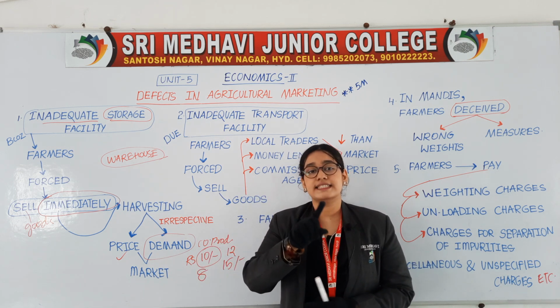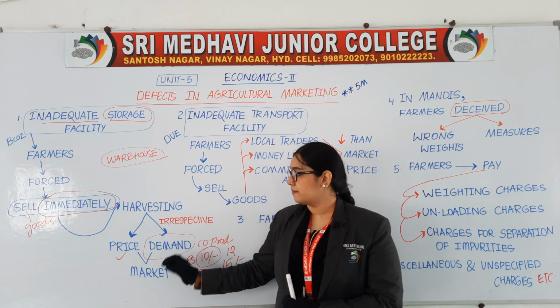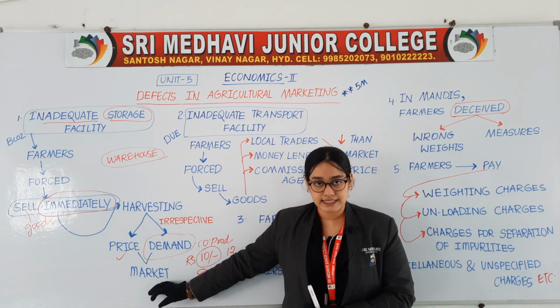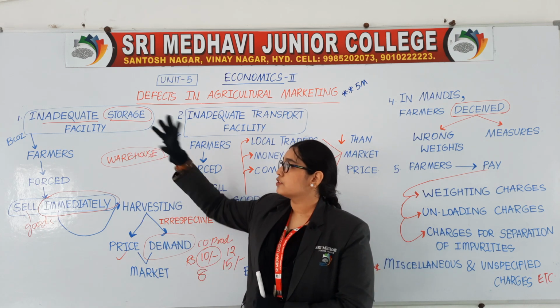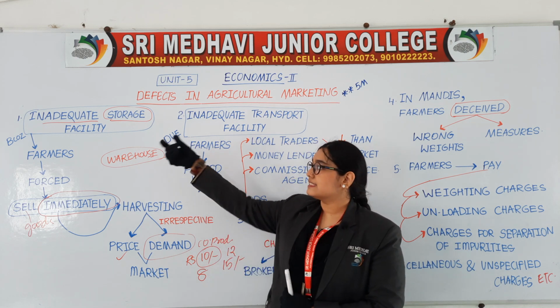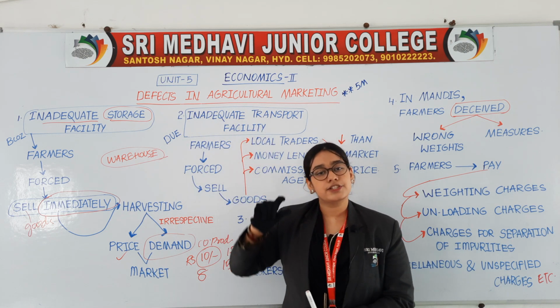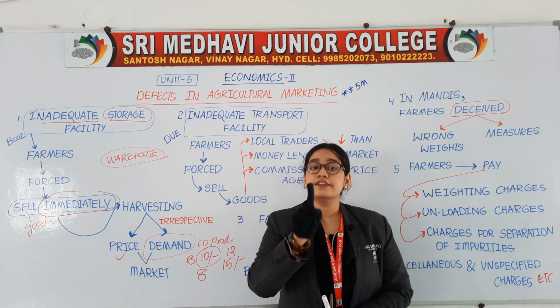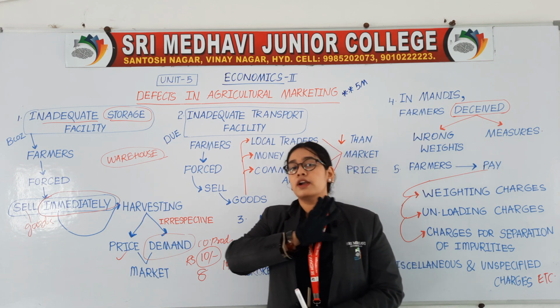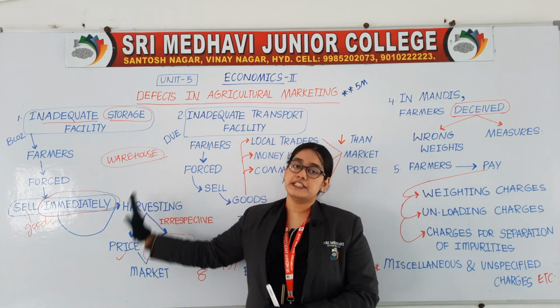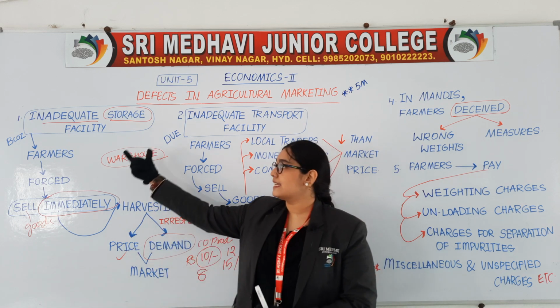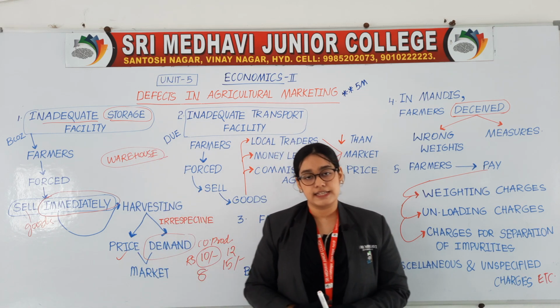One of the reasons why the price and demand in the market is less is the storage facility. So isn't it a defect in agricultural marketing? Yes. What is the first defect? That we are not having proper storage facilities, that is, inadequate storage facilities.